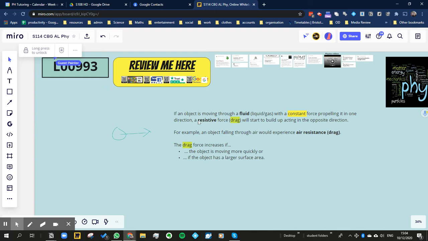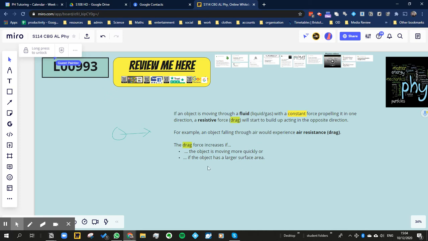So, for example, a car has someone with his foot on the accelerator, and it's moving with a constant force forwards. Then, if it's moving through a fluid, in that case it would be moving through air, a resistive force, which you call drag, will start to build up, acting in the opposite direction.